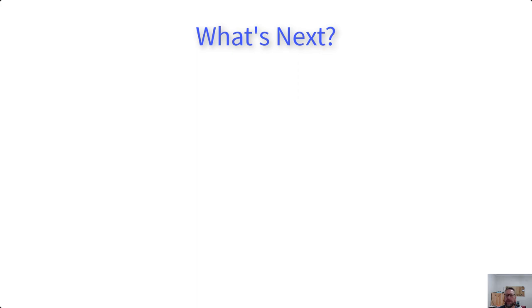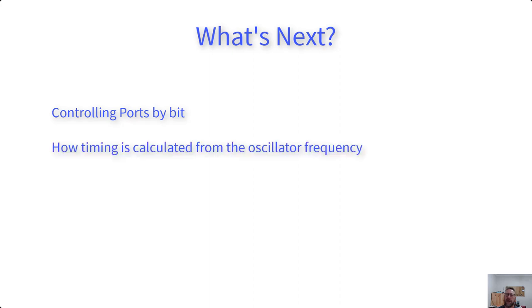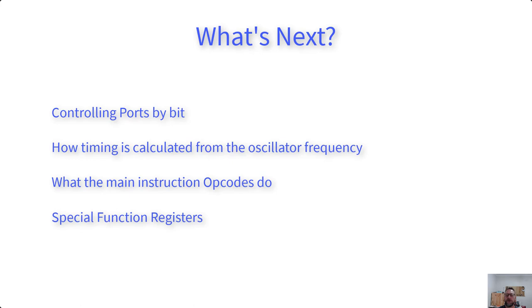So the things that will be coming up next will be controlling ports by bits. So rather than just turning an entire port on or off, we'll be turning individual bits on and off. How we calculate the timing, such as that delay, where we start to break down how each individual clock cycle is calculated, what the main instruction opcodes do and how to use them, and the special function registers, which you'll use a lot of. So I hope you can join me next time.